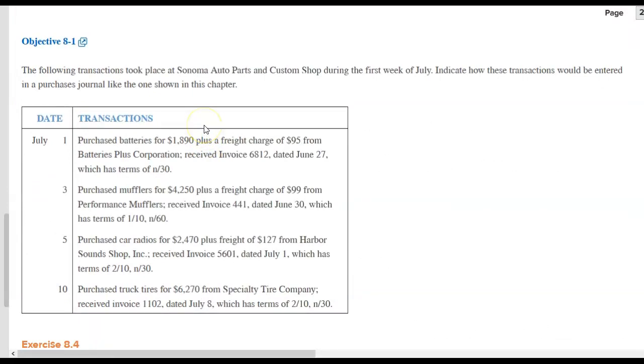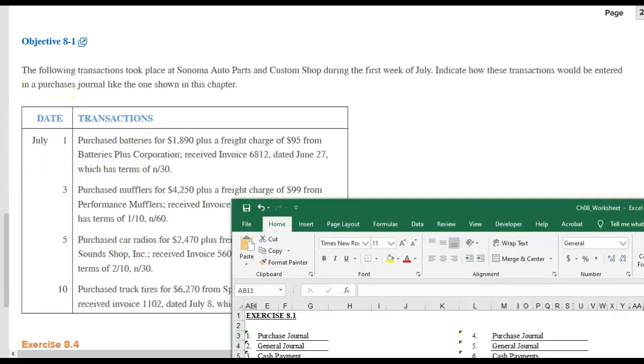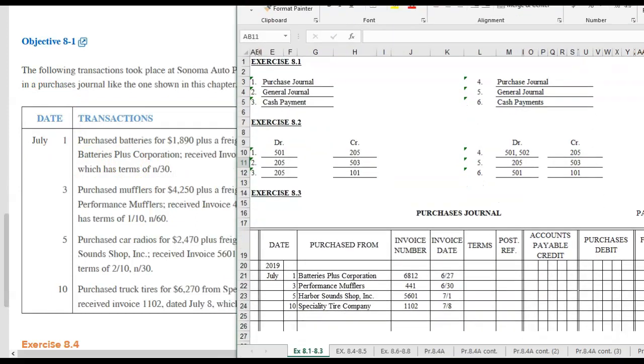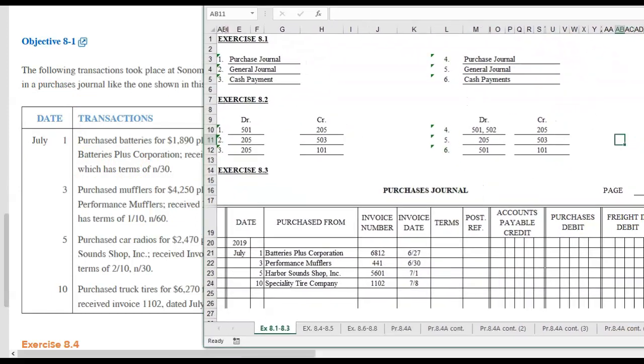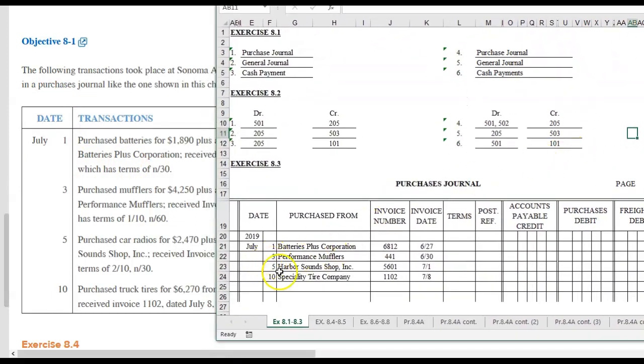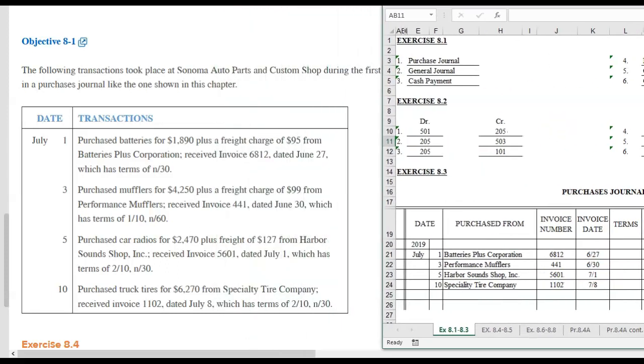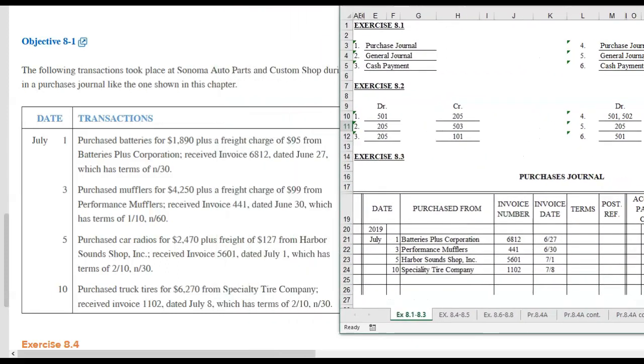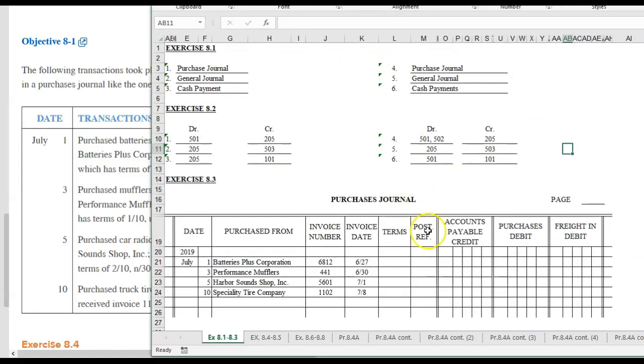Okay, so the following took place the first week of July. Indicate how these transactions would be entered in the purchase journal. Okay, so we have July 1. I already left some of this in there for you, so you didn't have to type it all in. July 1, July 3, July 5, July 10. I already put the invoice number and the invoice date in for you, but we still need to enter the terms. The first one is net 30. So let's go to the terms. We know that that's N30.